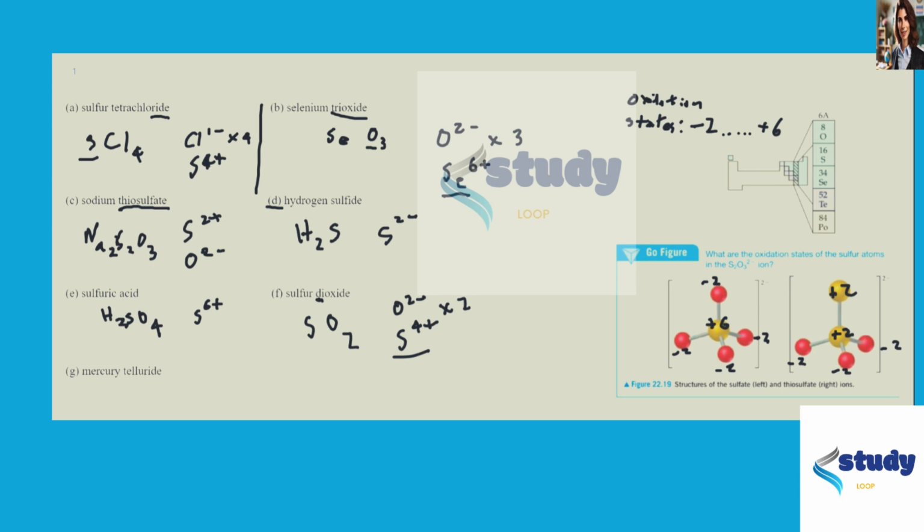And lastly, we have mercury telluride. This is going to be an ionic compound, and mercury is generally in the +2 form. So we've got mercury and telluride. Telluride will also be in the -2. So the ionic compound notation for these two will just be HgTe. So we've got our telluride here, which is just tellurium -2, and the mercury counterion. And that's it for this problem.